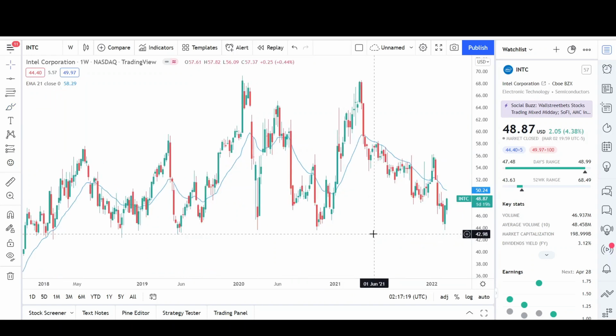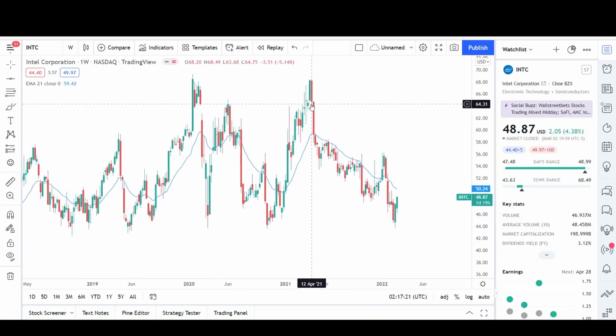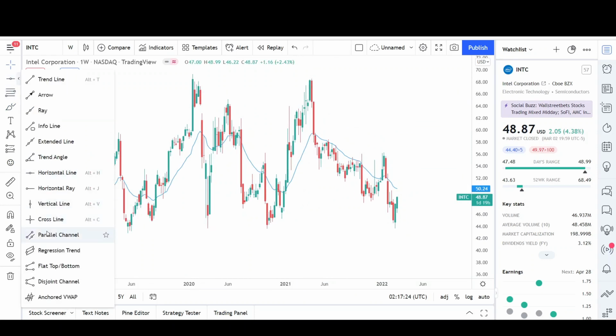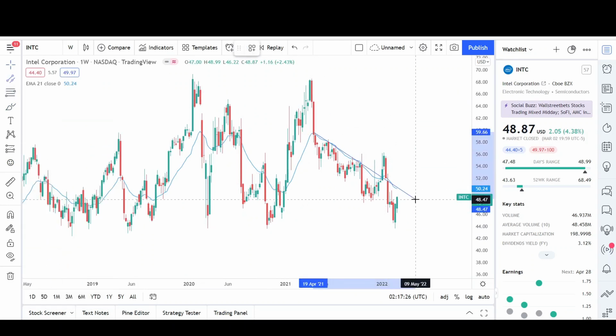So the weekly chart looks even better than the daily chart. You can see that since April of last year, we were in that spike in channel. I'll show you guys the channel right now. So this was the channel working lower.